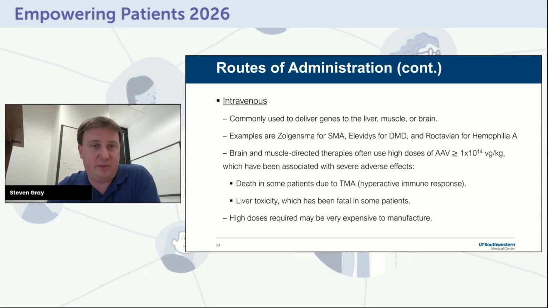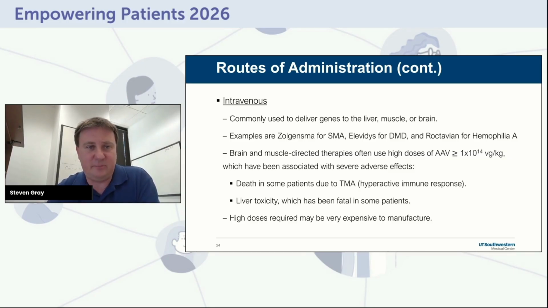A common route of administration for gene therapy treatments is just injecting IV, an intravenous administration, and that's obviously fairly simple. The procedure itself carries very minimal risk. This is commonly used to deliver genes to the liver, muscle, or brain. Some examples are Zolgensma for spinal muscular atrophy, Elevidys for Duchenne muscular dystrophy, and Roctavian for hemophilia A, targeting the brain, the muscle, and the liver, respectively.